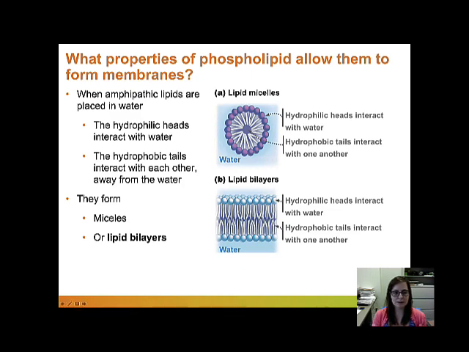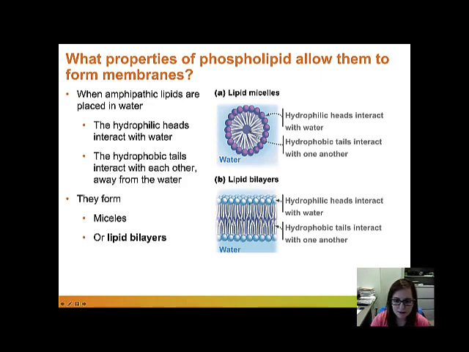And so when they do this, when you drop them in water like this, they form these lipid micelles, right? So it's just one layer. But they can also form, depending on how many lipids or how you alter your conditions, lipid bilayers. And so in the lipid bilayers, as opposed to forming this tiny little vesicle where all the lipids are interacting with each other, they form this double membrane, okay?